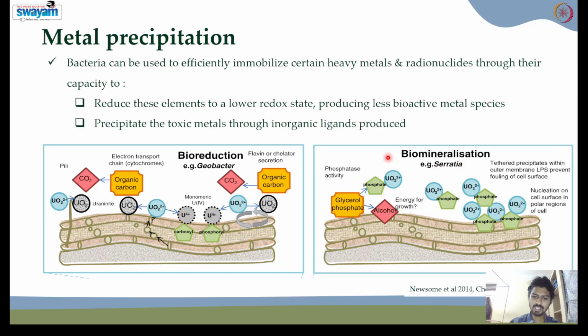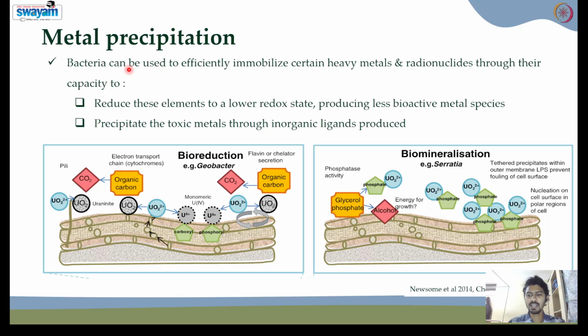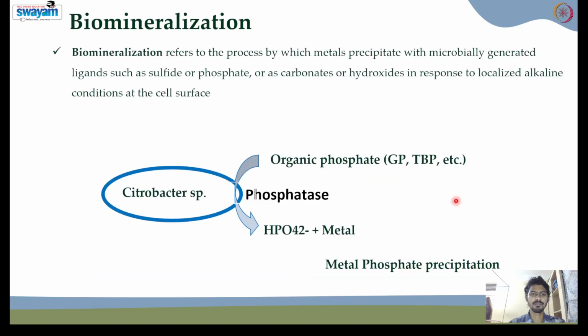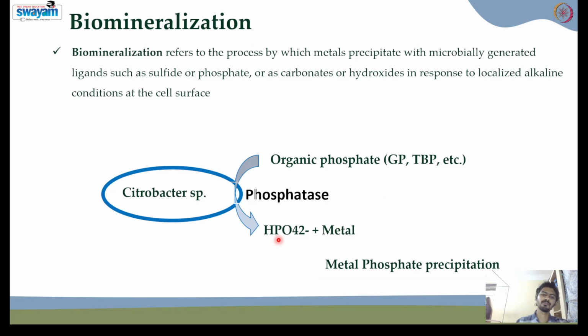Whereas in biomineralization, they tend to first gather all the uranium and they try to change the form. So here you could see it is a process by which metals first precipitate with microbially generated ligands. You could see the sulfides and phosphates or carbonates or hydroxides in response to the alkaline condition at the center. So first, by binding with the phosphate, they bind to the surface of the structure.